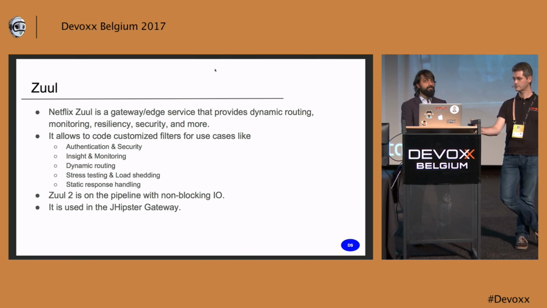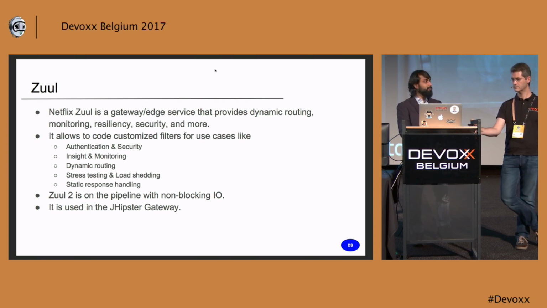Static response handling, which is very good if you have, say for example Netflix or something, where you have a lot of static content. Then you don't have to always route those requests to services and load them. You can serve them from your gateway directly because they are static content. You can put them in static content servers and you can serve them.